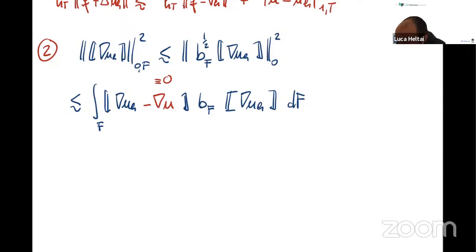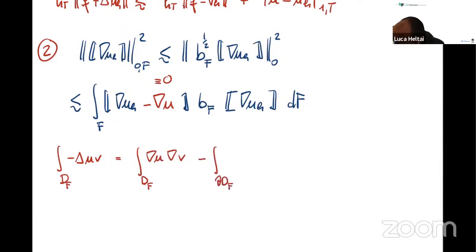If you have two arbitrary functions u and v, the integral over df of minus the Laplacian of u times v is, by integration by parts, equal to the integral over df of grad u grad v minus the integral on the boundary of df of grad u dot n times v. And this is for any functions for which this actually makes sense.